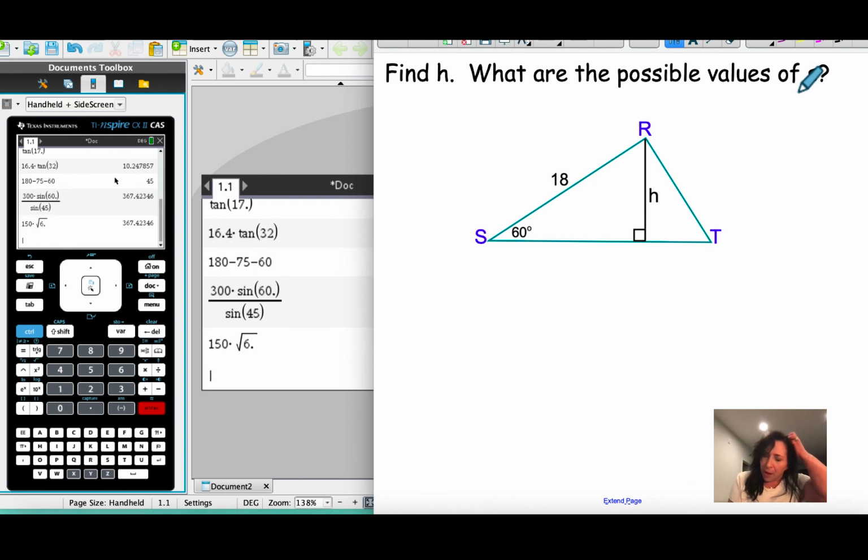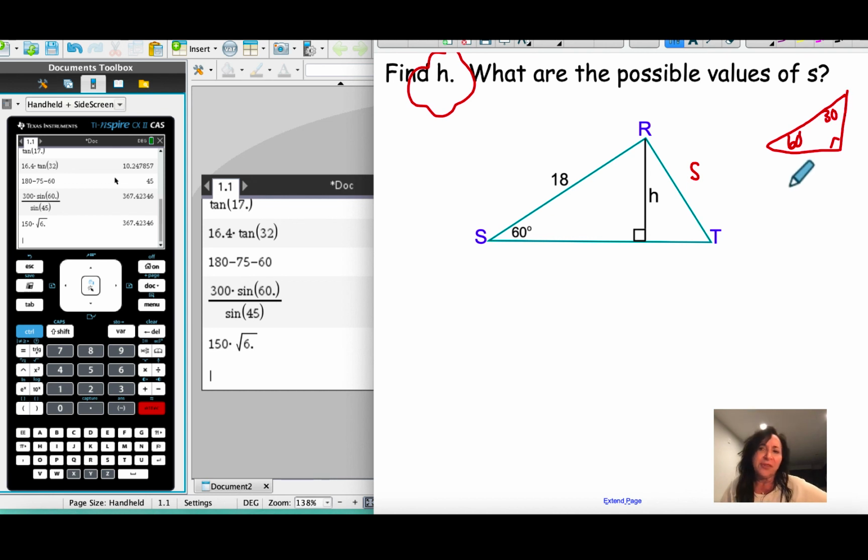All right, next problem. What are the possible values of S? S would be this value here. Also, we need to find the height. Now, you have options here. Some of you remember a 30, 60, 90 right triangle, right? If you had a 60 degree, here's 30. Opposite 30 was some value, A, let's say. Opposite the 90 would be twice that value, and opposite the 60 would be A root 3.